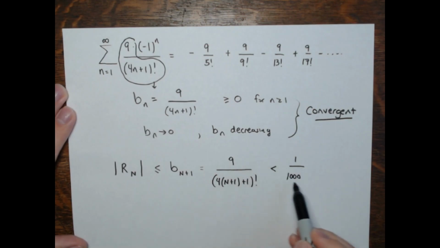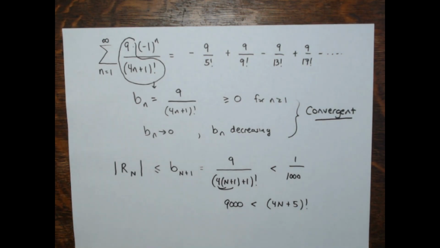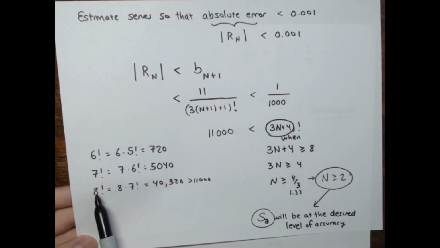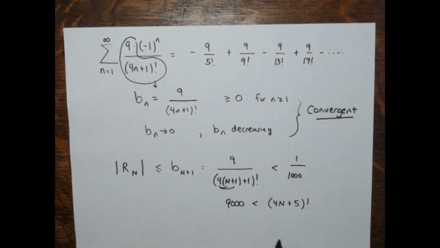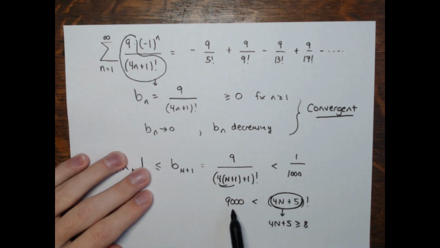All right, so I'll do the same thing with this inequality. Multiply. You got 9,000 on the left now, which would be less than 4 times capital N plus 5 factorial. We saw a lot of factorials in the last example. I want to know what factorial would be greater than 9,000, and that's going to be 8 again. 7 factorial is not bigger than 9,000. 8 factorial is. So this 4N plus 5 must be 8 or greater. 8 factorial or greater would be greater than 9,000.